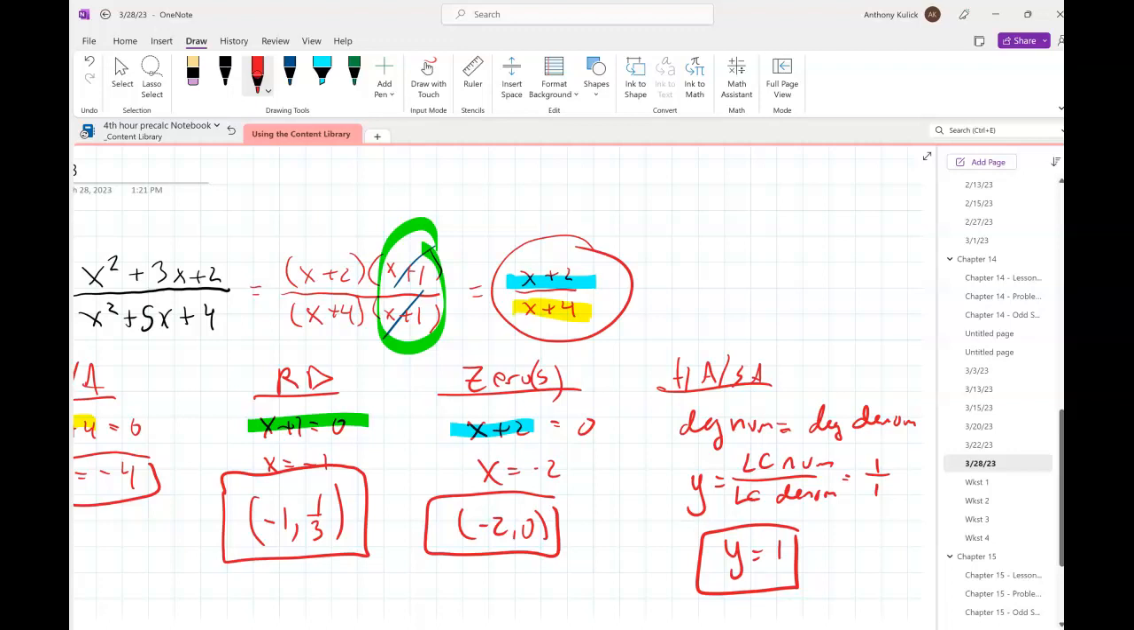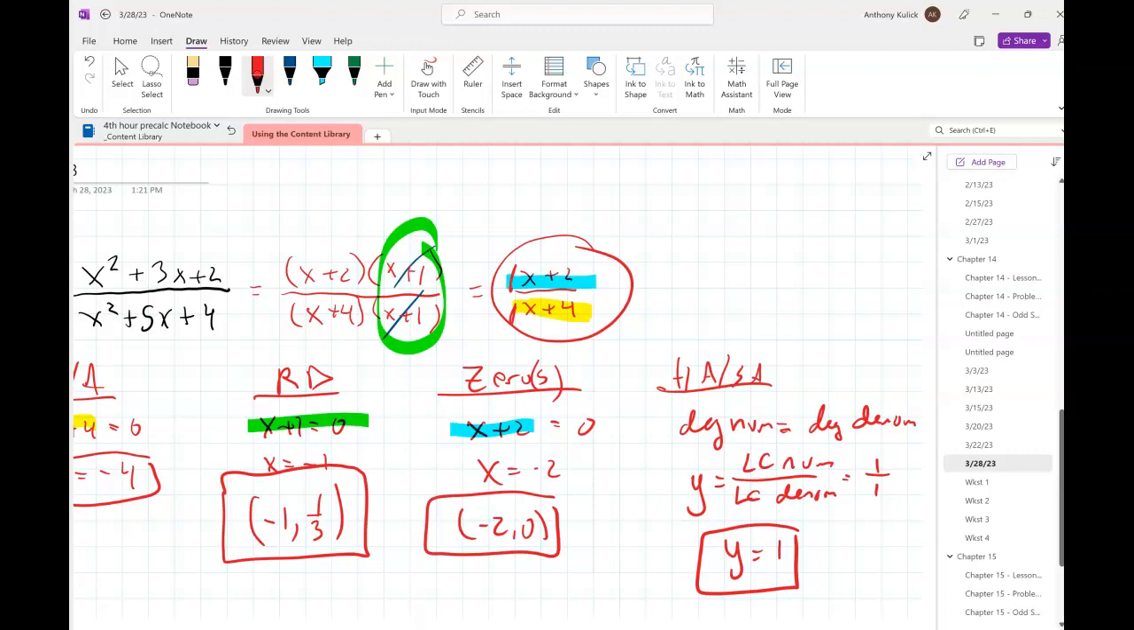When the degrees are equal, you have a horizontal asymptote, and the location of that is just going to be the leading coefficient of the numerator, which is just 1, over the leading coefficient of the denominator, which is just 1. That gives you 1 over 1 is just 1, so it's y equals 1.